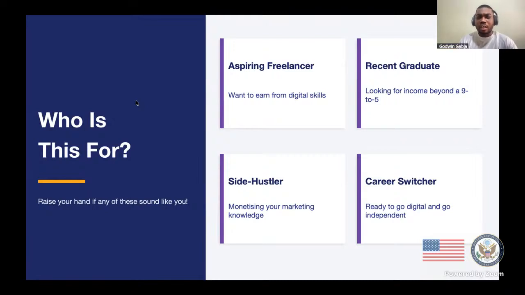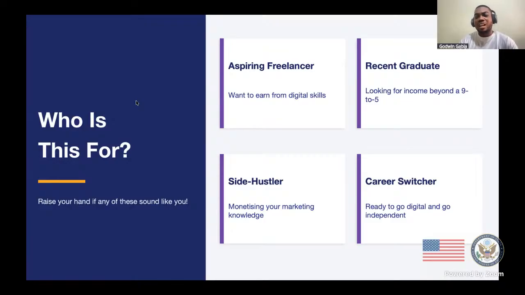Then it's also for recent graduates. So you just completed uni or you just completed your national service and you're looking for income beyond the regular 9 to 5 structure. This is also for you. Then maybe a side hustler, somebody who has some knowledge in marketing. Maybe you work in marketing already and you're looking to use that knowledge to make some extra money. This is also for you.